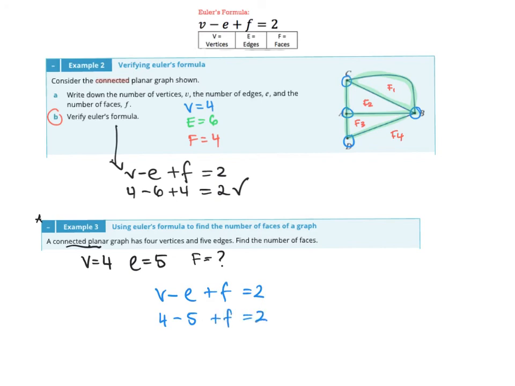So I'm just going to do it like a normal equation. So 4 minus 5 would be minus 1 plus F equals 2. So if you move this 1 over the equal sign, it will do the opposite. So F pretty much equals 2 plus 1. So F equals 3. So find the number of faces. So faces, there was 3. Okay, so that's where you could use Euler's formula.